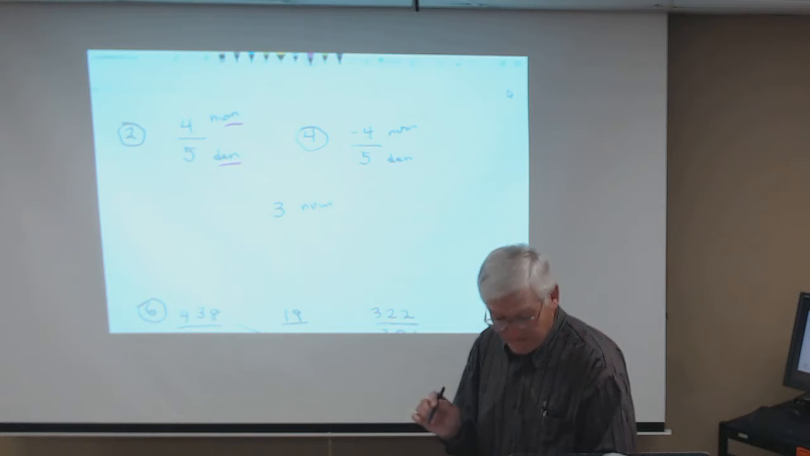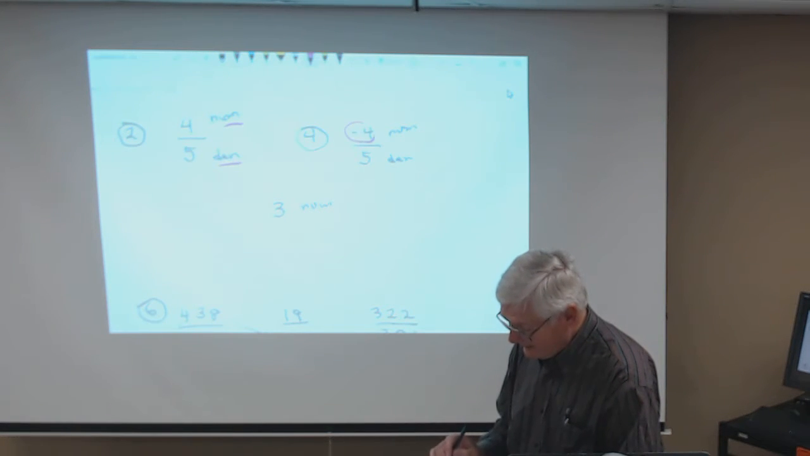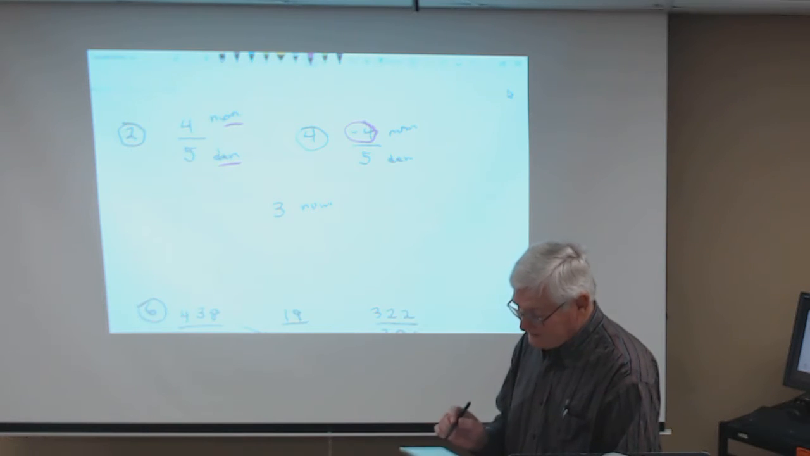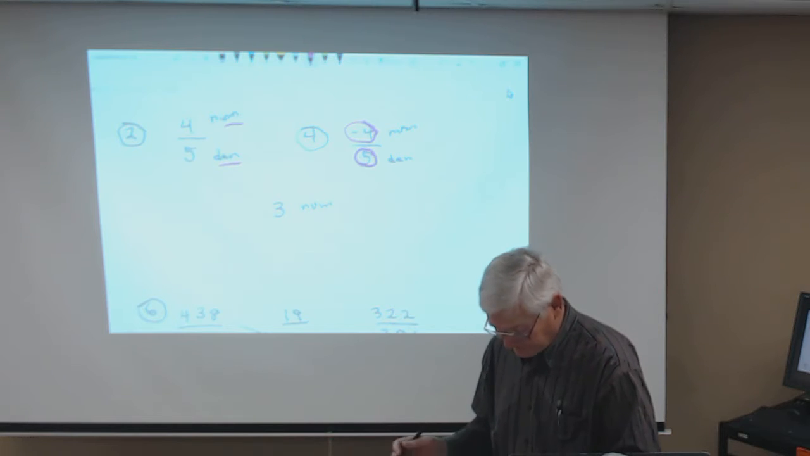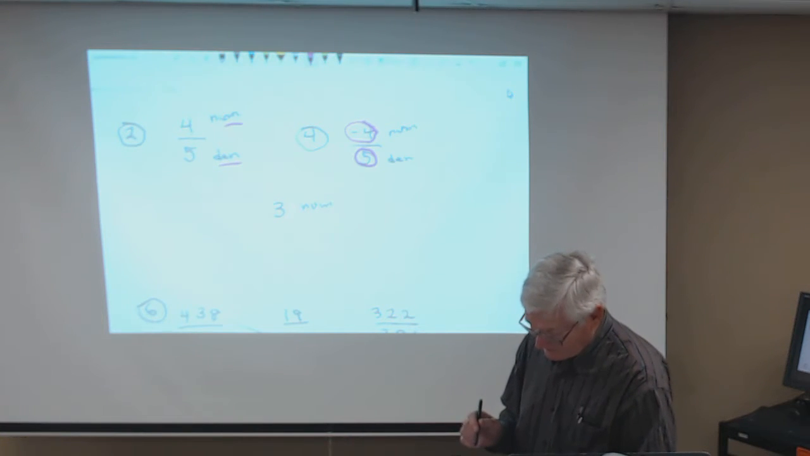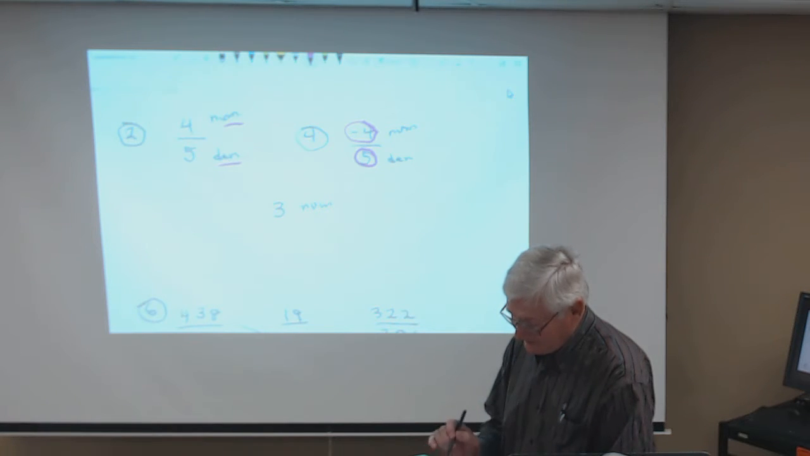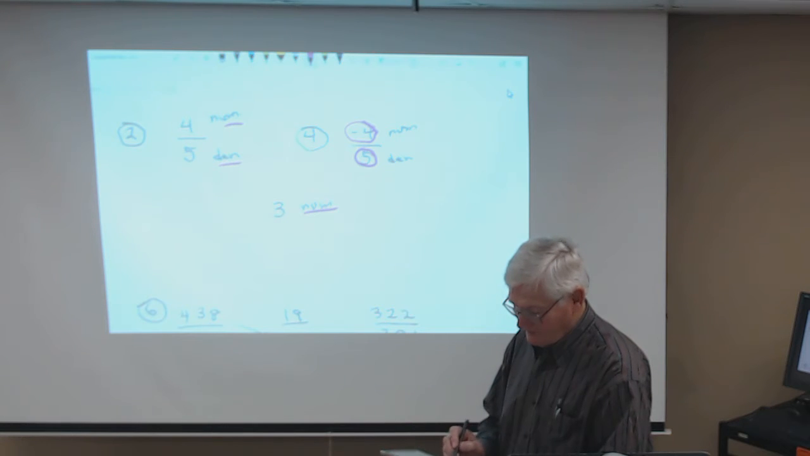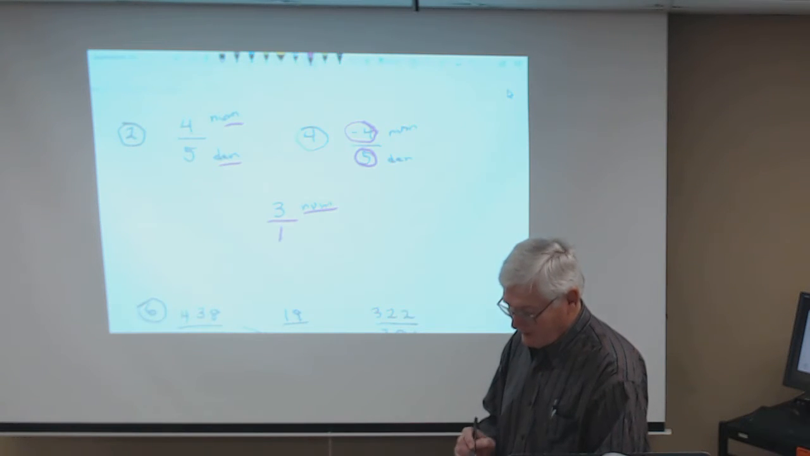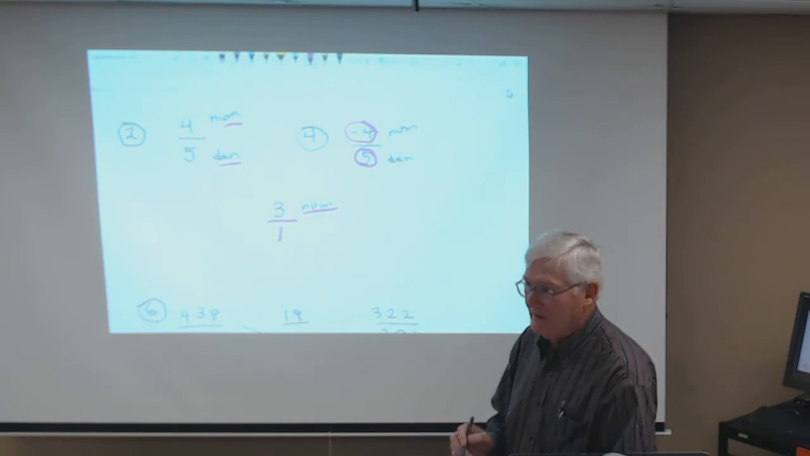Question 4. What's the numerator? Don't forget that negative. Negative 4. What's the denominator? 5. So here, I just put 3 on here. 3 is the numerator. So what's the denominator? 3 over what? 1. See, if you just see a number by itself, then the denominator is always 1.